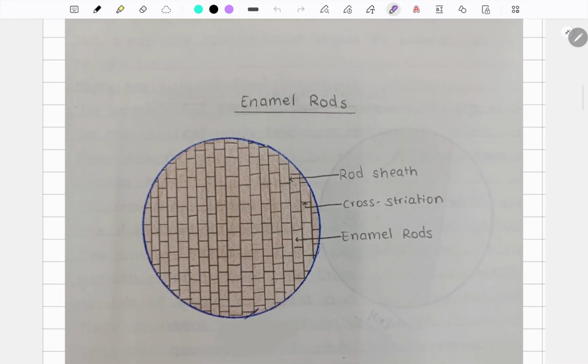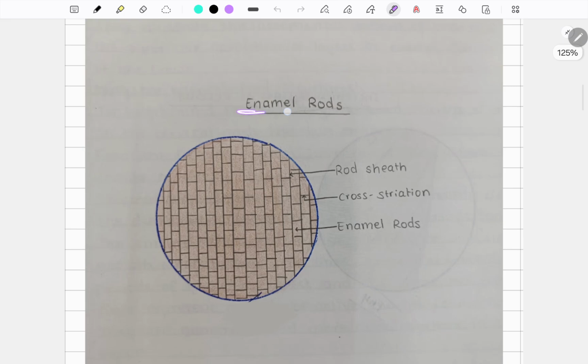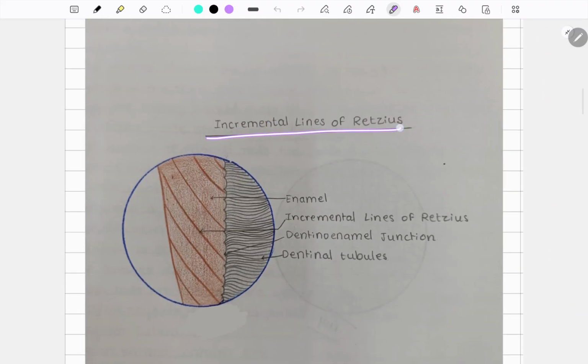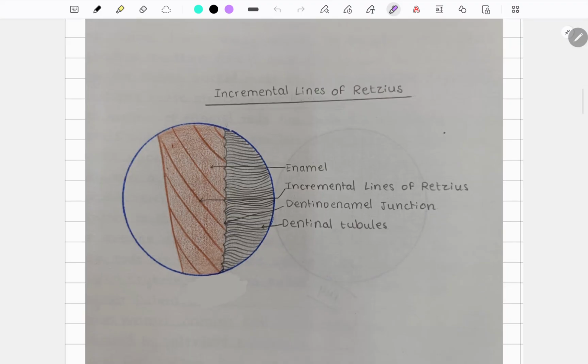Moving on to the next chapter, enamel. If enamel rods come as an identification, then you will draw it like this, with a rod sheet present, then cross striation present in between, and this part will be enamel rods. If incremental lines of Retzius comes, you need to draw a diagram like this.